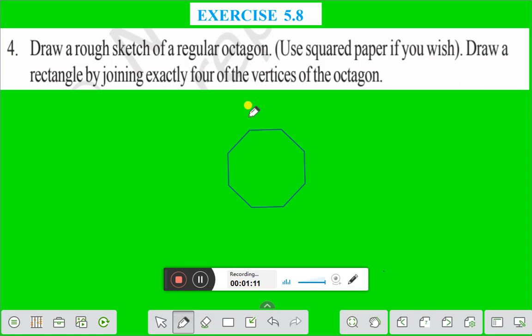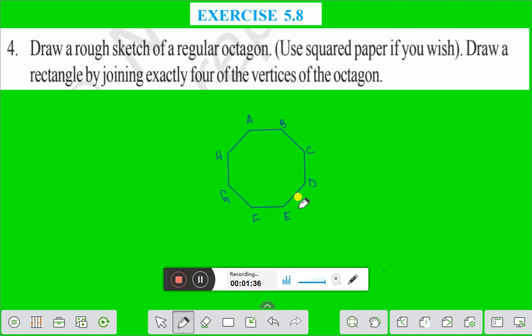various vertices. Suppose this is point A, B, this is C, this is D, this is E, F, G, H.